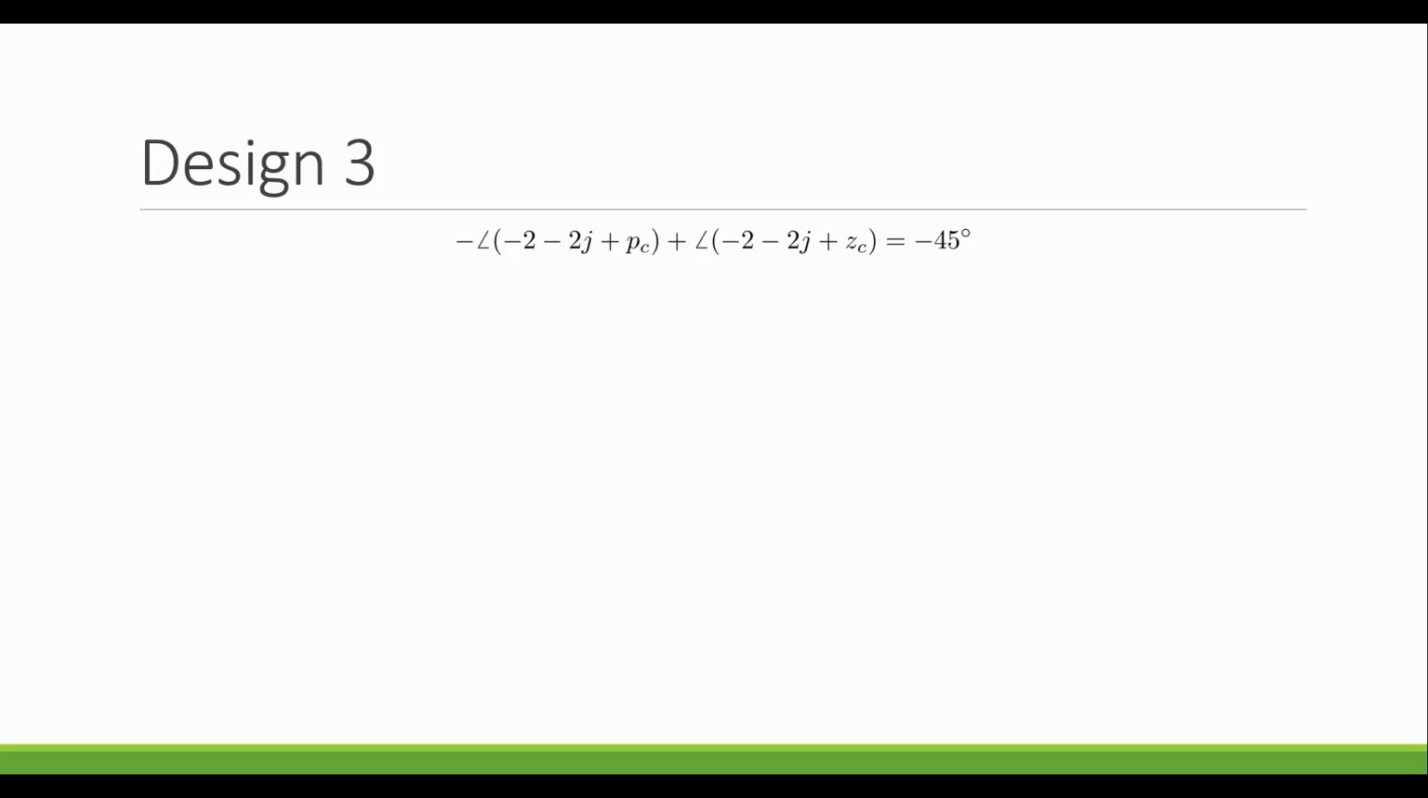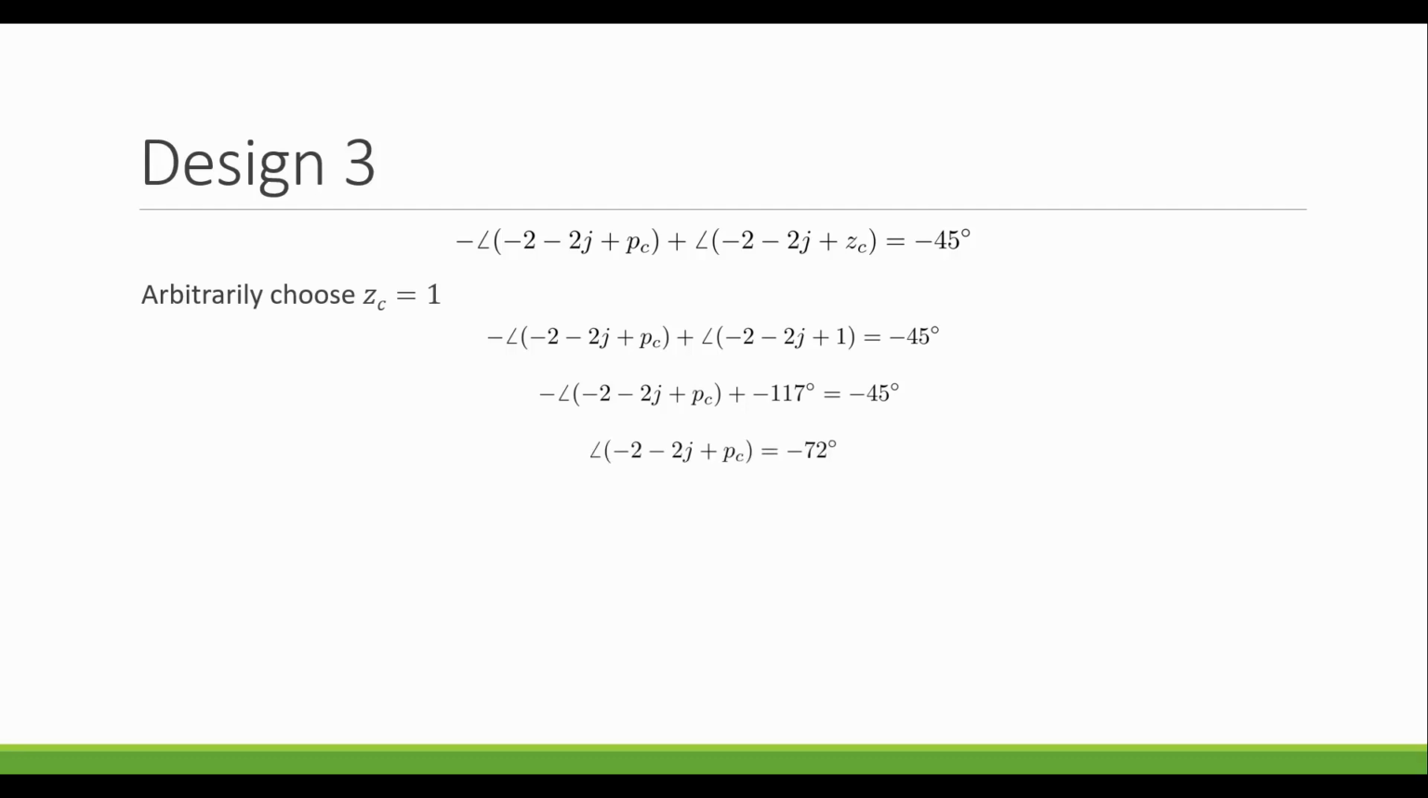Now we'll look at our last design example. Once again, we start at the same place. We can choose any pole and 0 that are going to satisfy this equation. So for this third design, let's choose a 0 equal to 1. Going through this more quickly, putting in the 1 for the 0, we find that that angle is a negative 117 degrees. Adding that to both sides, multiplying through by negative 1, then this expression has to be true.